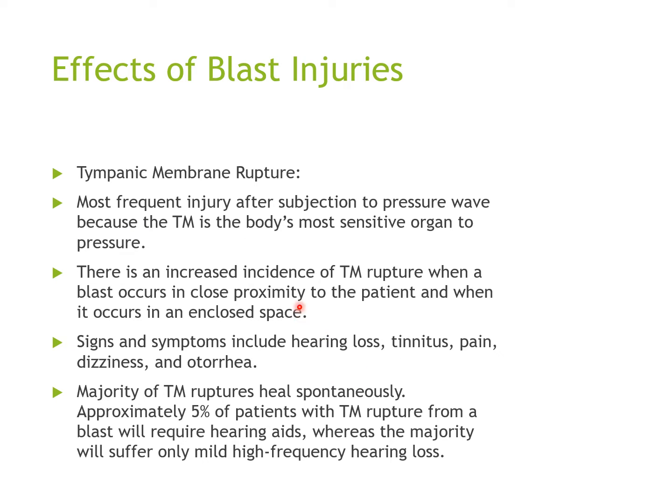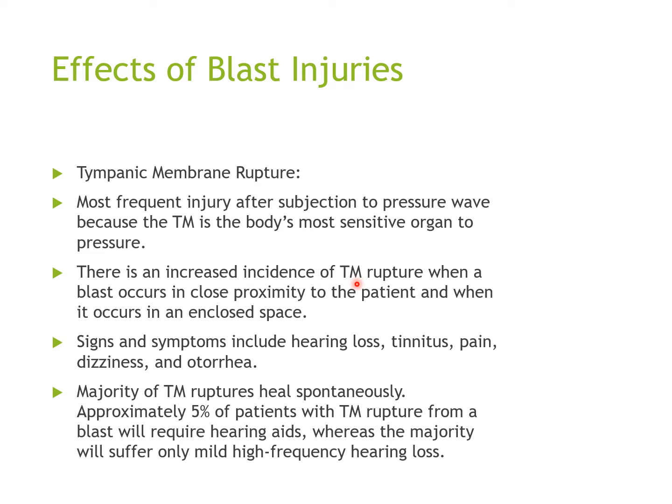Another thing that you want to monitor for in a patient who's had a blast injury is a tympanic membrane rupture. We'll talk about the tympanic membrane when we're talking about the ears, but this is basically your eardrum. It is a very thin layer of tissue, and ideally what it does is receive sound vibration from the outside and then transmit it to the inner ear, and then you're able to hear something and understand what's going on. This one happens because it's a pressure wave, and the TM is the body's most sensitive organ to pressure. So this is why this is going on here.